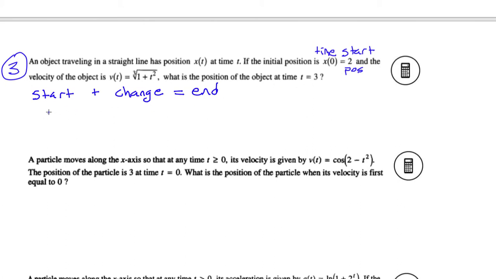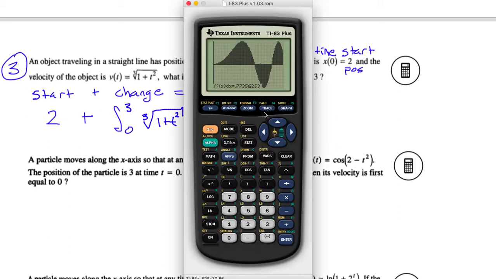My start position is 2. My change is going to be from my start time to that end time at t equals 3 of my velocity. So that's the integral of the cube root of 1 plus t squared dt. And then I'll get my answer. So let's do that on our calculator.